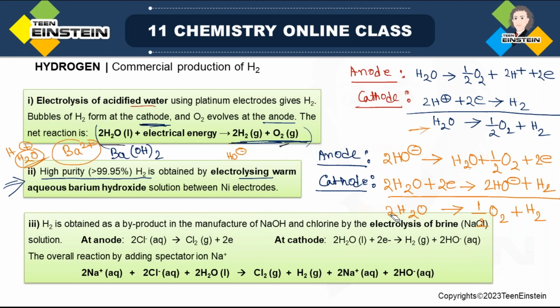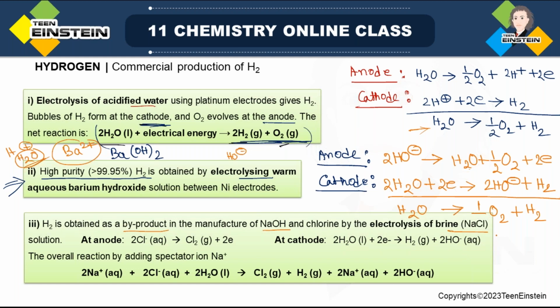Then the third process, this is also basically electrolysis. H2 is obtained as a byproduct. Now it is not the main product. When we manufacture sodium hydroxide, basically this method is for the formation of NaOH, but a byproduct is generated, which is H2. So what we do in this case, we do electrolysis of brine solution. Brine solution is saturated sodium chloride solution.